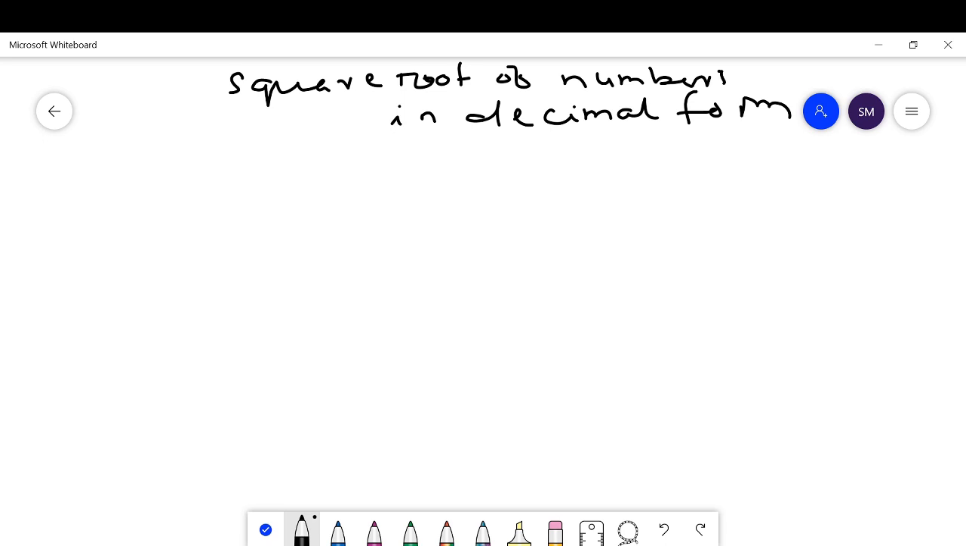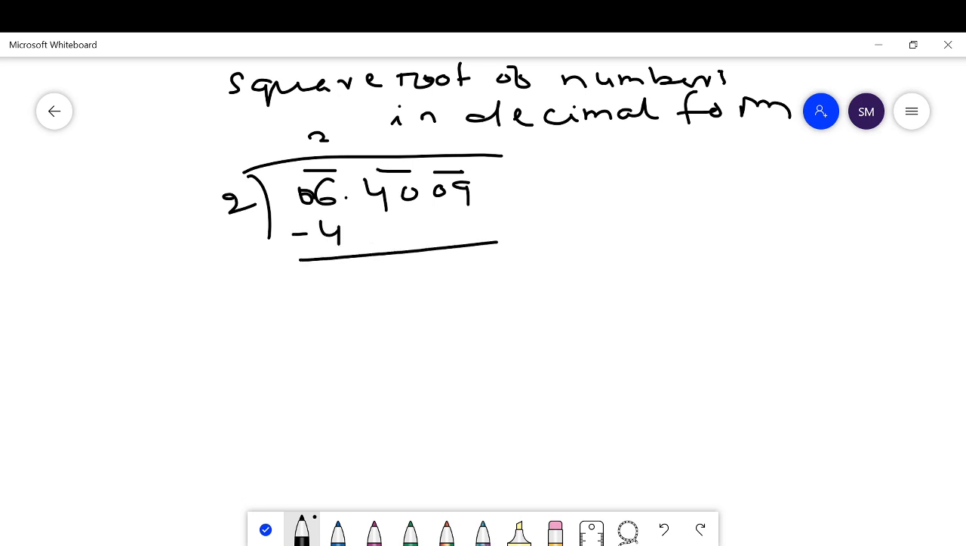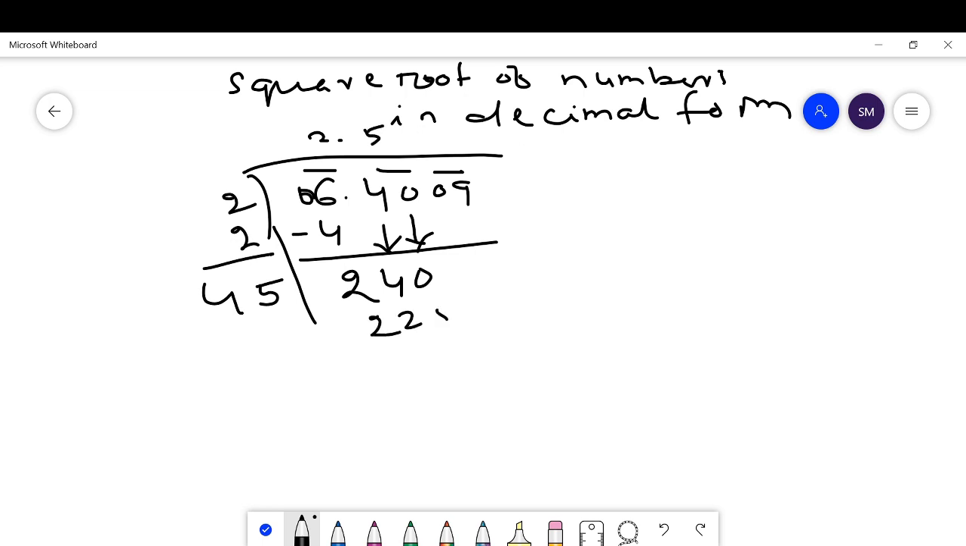Okay. Then take another example. 6.4009. Make pairs like this and like this. Put 0 here. Then 2 2s are 4, 3 3s are 9. More than 6? No. 2 2s are 4. Then 2 plus 2 is 4. Then here 2. Then come down the number after the decimal in a pair, hence we put the decimal here. Then what? 45, 5 5s are 225. Then here 15. Then come down this number in a pair, 09, like this.